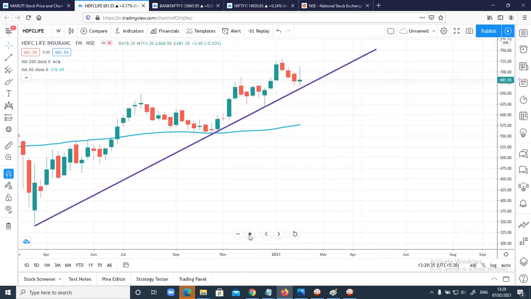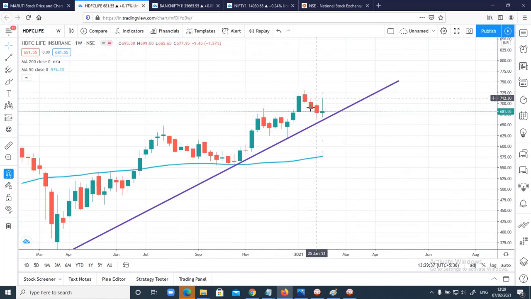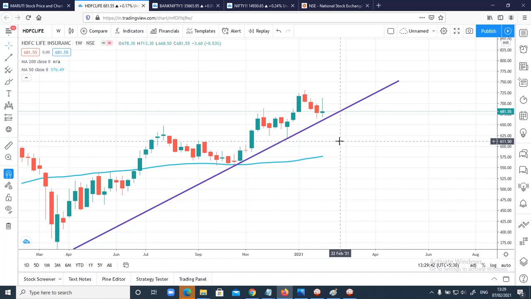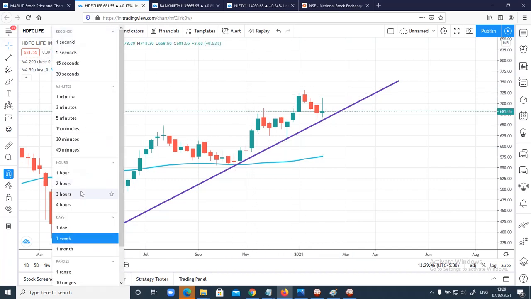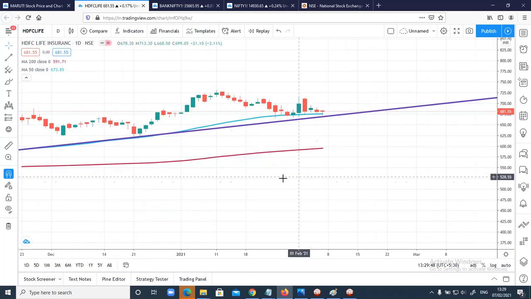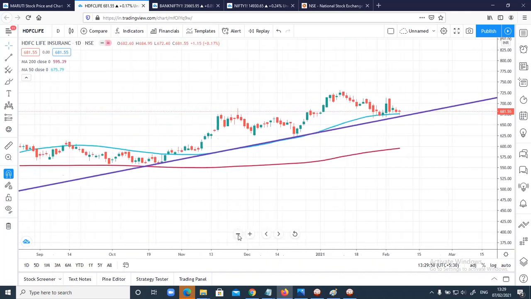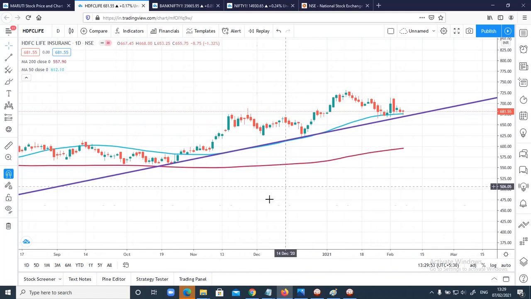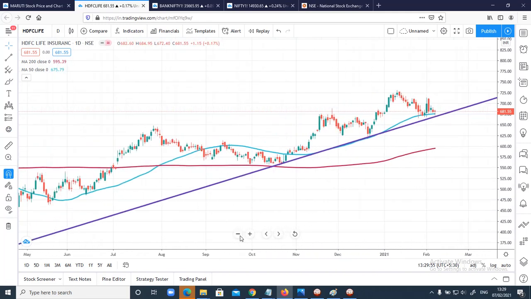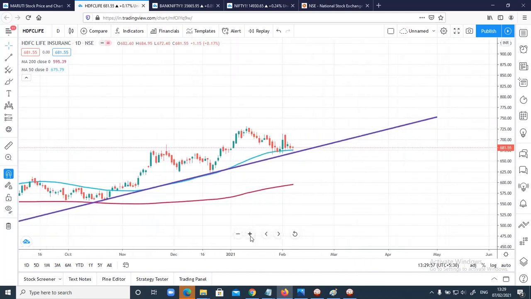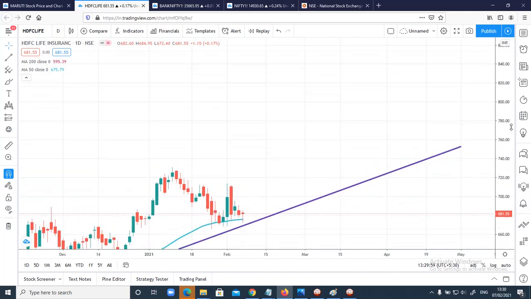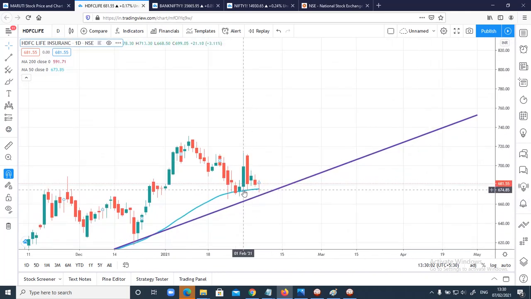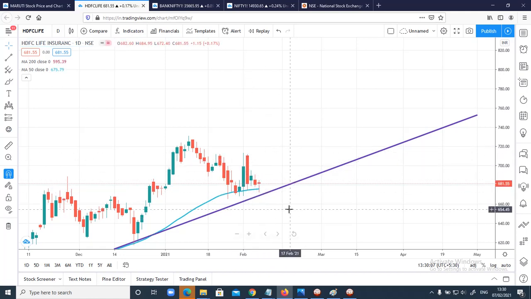Now the other important thing here is this inverted hammer I was talking about in HDFC Life Insurance. Now let's move to the daily chart and check. Okay, in the daily chart also you can see how this 50 moving average and this trend line are providing the support here. The next important thing to watch is the stock has been sustaining above the 50 moving average for the last 4-5 days. There has been some momentum on the upside, right?